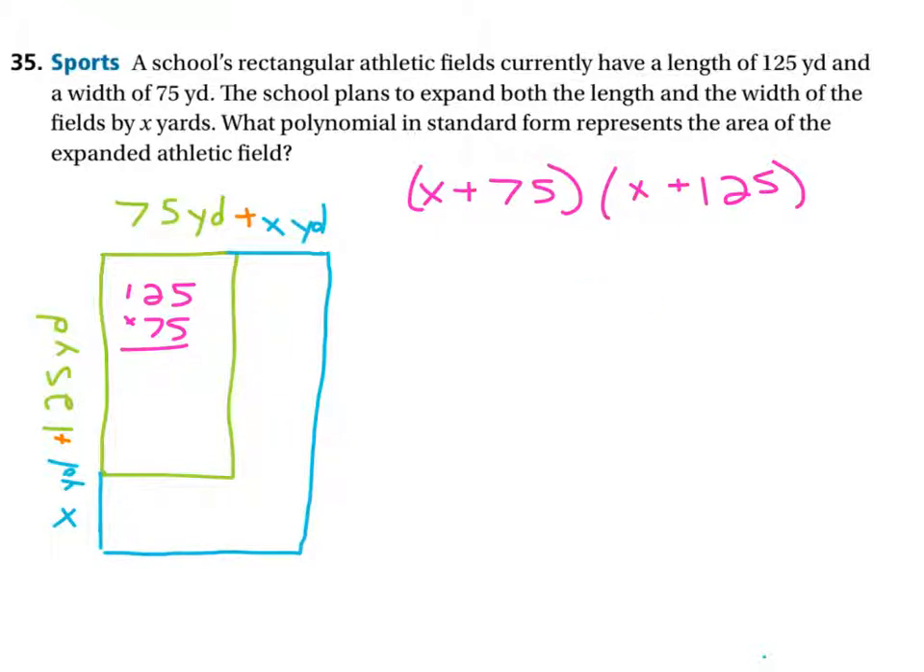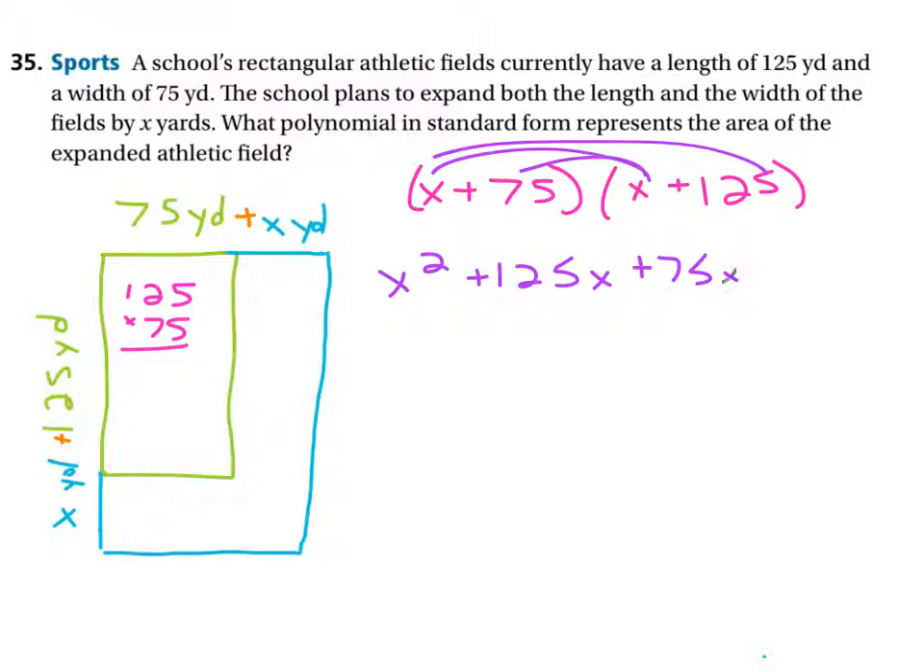Well, let's do the FOIL method. First, x times x, x squared. Outer, x times 125, 125x. Inner, 75 times x, 75x. And last, 75 times 125. I don't know what that is. I'm going to have to calculate that.